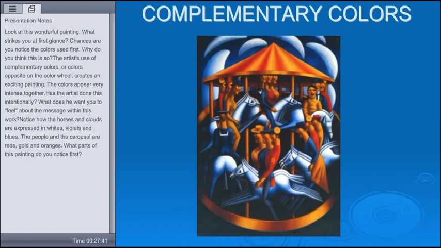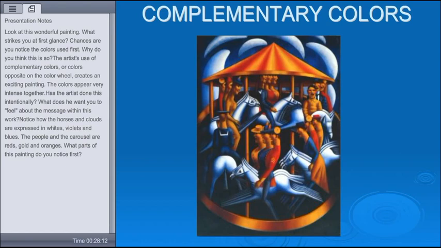The colors appear very intense together. Has the artist done this intentionally? What does the artist want you to feel about the message within this painting? The people in the carousel are red, golds, and oranges, and the horses and clouds are white, violets, and blue. What parts of this painting did you notice first?